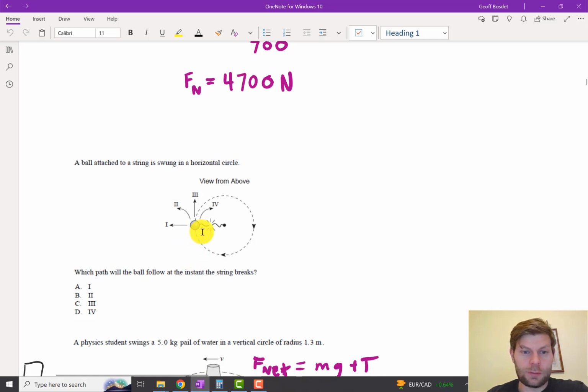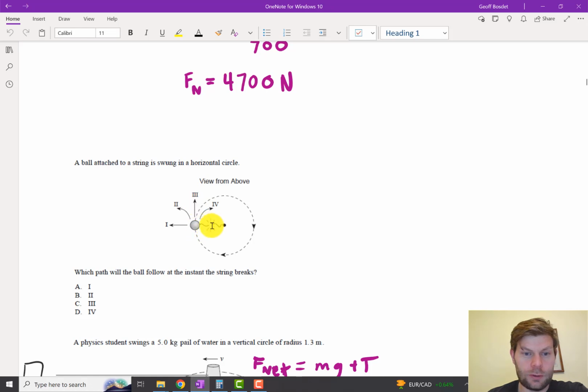Here's a good example right here. If you're swinging something around, notice this is a view from above. So this is not a vertical circle, this is a horizontal circle. You're just looking at it from above. If you remember our initial drawing, acceleration and force is always towards the center. Velocity is always tangent to the circle.